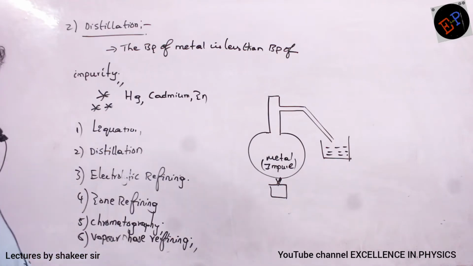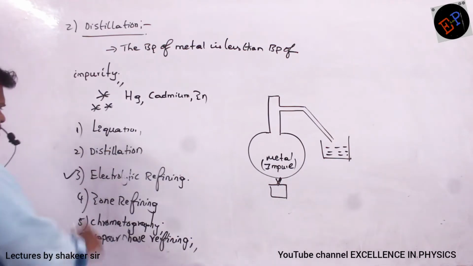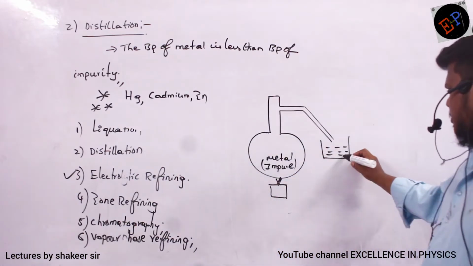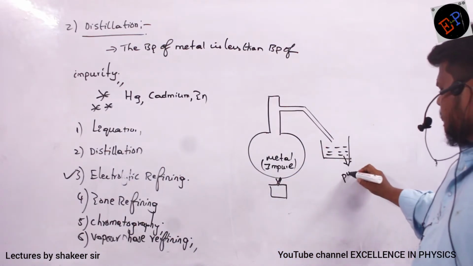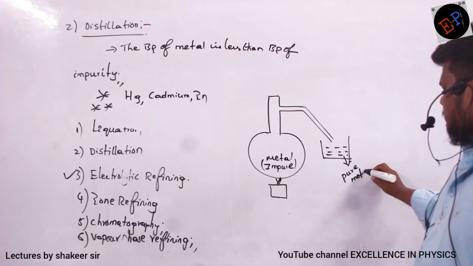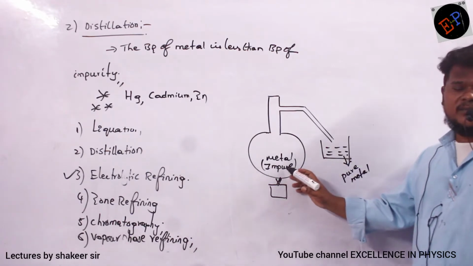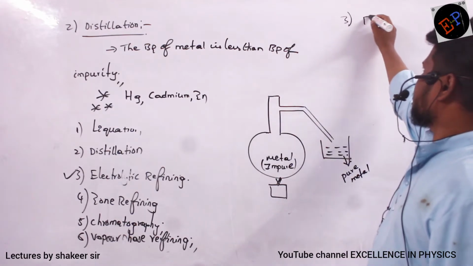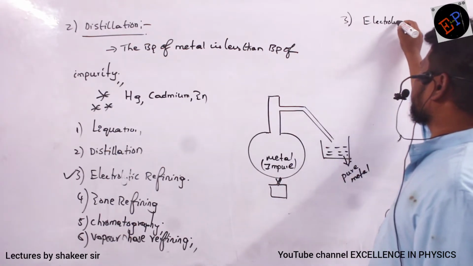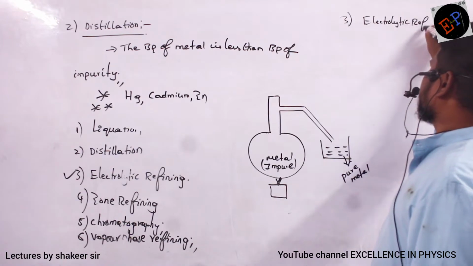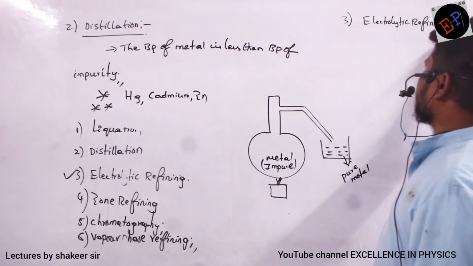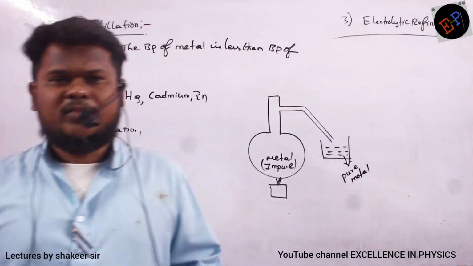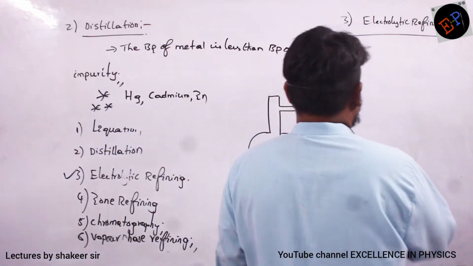Understood? Then we study about the third process, which is called electrolytic refining. So now I hope you can understand all this. What is this one? This is pure metal. Remaining impurities are settled at the bottom of this container. Okay? Third one which we study is electrolytic refining. The process of electrolysis you should have studied many times in your lower classes. Same process we will study here also.